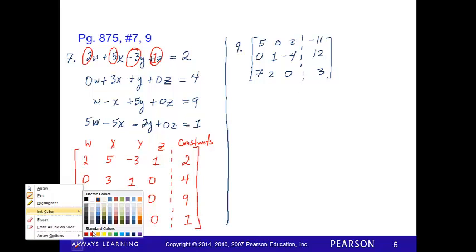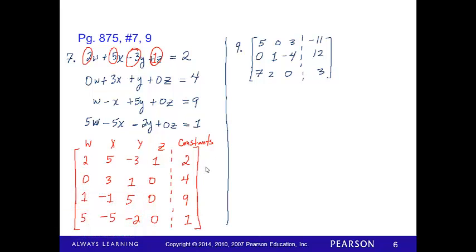So now instead of going from a system to an augmented matrix, we're going to go from an augmented matrix into a system. So since we have 3 columns here, so it's how many columns to the left of the vertical bar? 1, 2, 3. So it's going to be x, y, z. If it would have been 4 columns over here, we would have had a w, x, y, z. Alright, so now we're just going to fill it in.